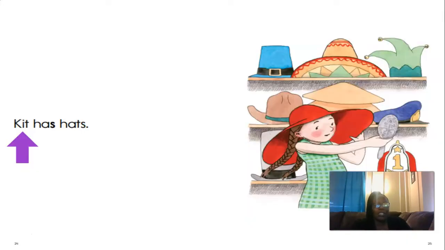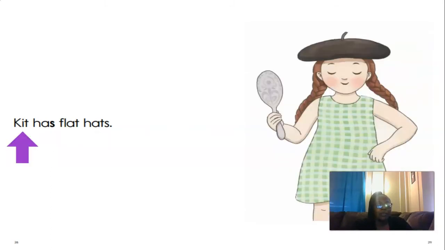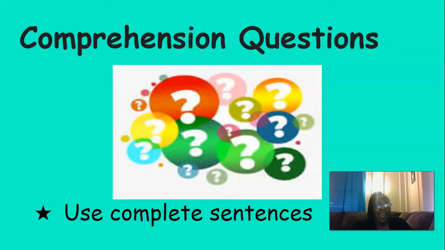So let's read together. Follow the arrow. We're reading from left to right. Kit has hats. Kit has big hats. Kit has flat hats. Kit has fun hats. Spectacular reading, everyone. I'm so proud of how far we've come.